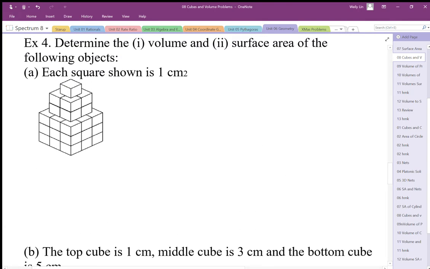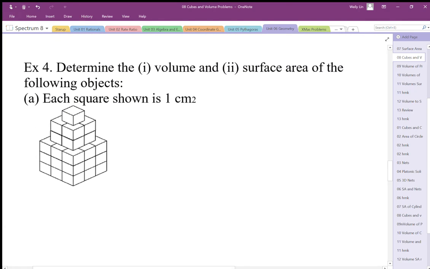Okay, so for this next one here, we want to find the volume and surface area. The volume is pretty straightforward because you can see these blocks, they're all 1 centimeter cubes. And so each square is 1 centimeter square. So the volume, we have a 27 cube, an 8 cube, and a 1 cube. So the volume is, we're just going to go 1 plus 8 plus 27. Okay, so we get 36 cubic centimeters.